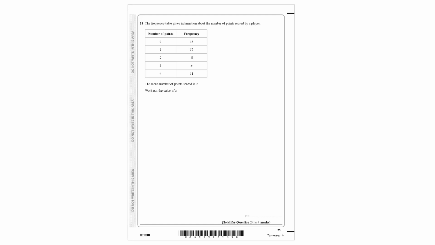Question 24. The frequency table gives information about the number of points scored per player. The mean number of points scored is 2. Work out the value of x. So we know that the mean is simply total divided by quantity. If we multiply both sides by quantity, we can find the total. So total is mean times quantity as well. Now we can find out what x is by finding the total.